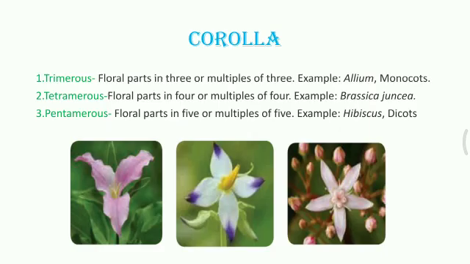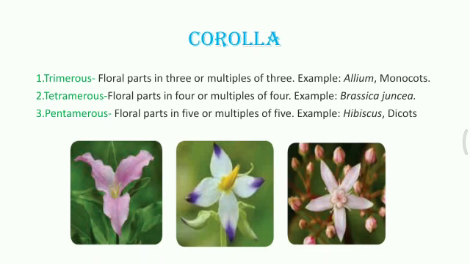Next is about trimerous flowers, the flowers which have only three petals. You can see three petals in the first one, and the example is Allium. Allium is what? Yes, it is the onion, Allium cepa.